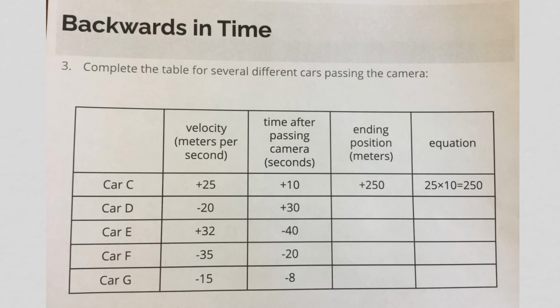In this table, we are comparing the time to passing the camera. Remember that passing the camera happens at 0 time and at 0 position. So again, we're going to take our velocity, which is a rate in a certain direction, times our time equals our distance. And because we're adding our distance to 0, our ending position is just going to be our distance in whichever direction our velocity states that we are going.